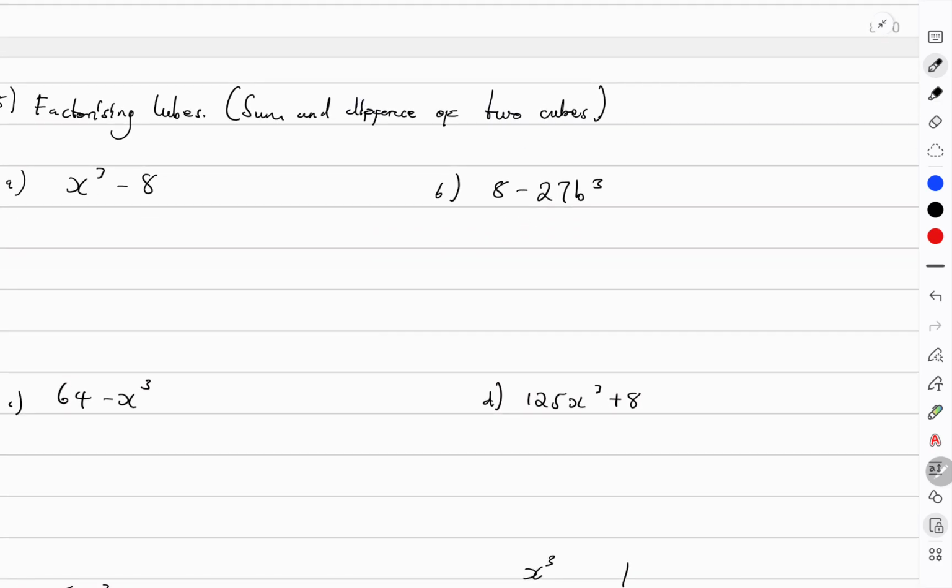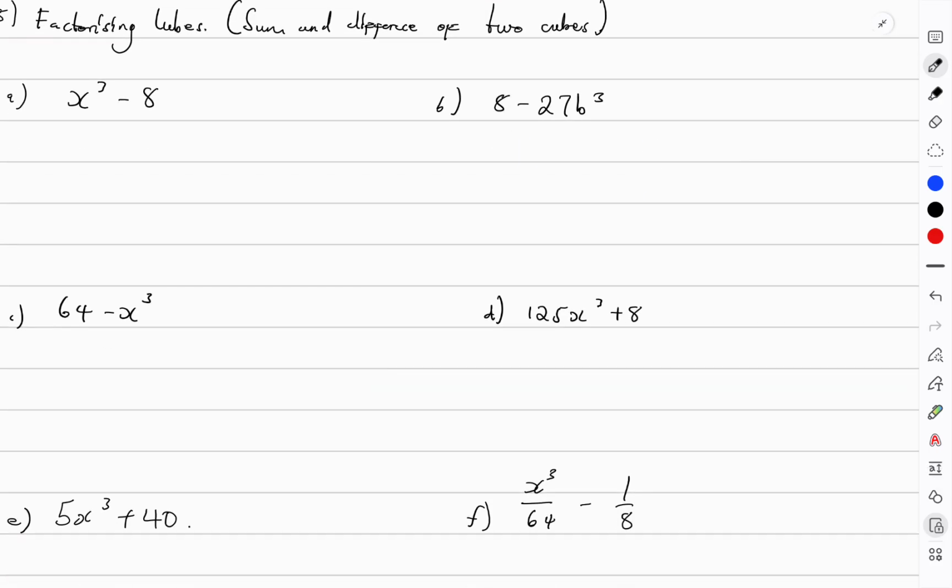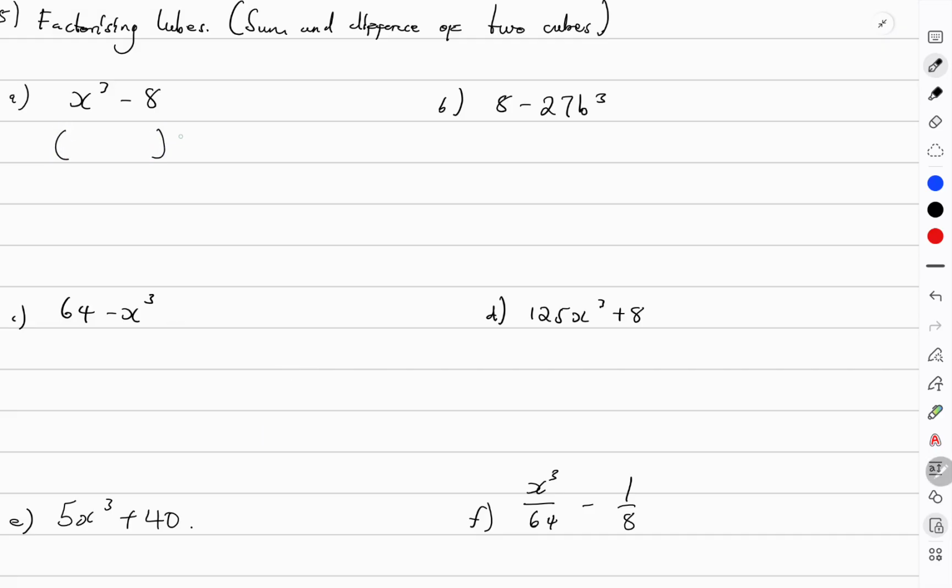Right, factorizing cubes, sum and difference of cubes. If I'm having sum and difference of cubes, this is what is going to happen. You open a small bracket, then you open a bigger bracket.